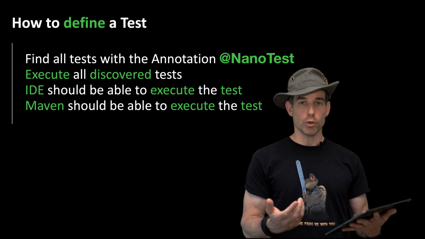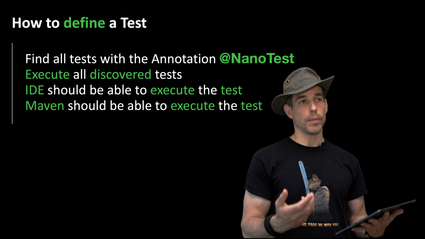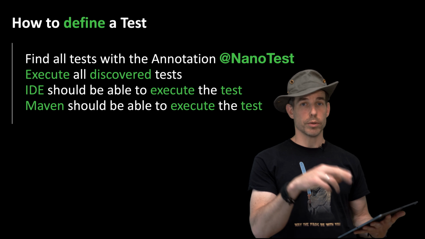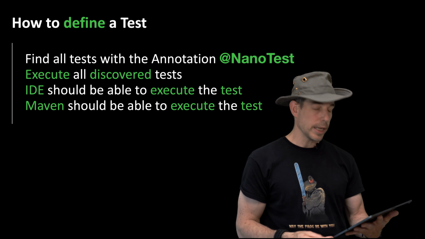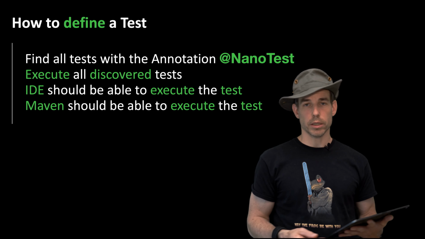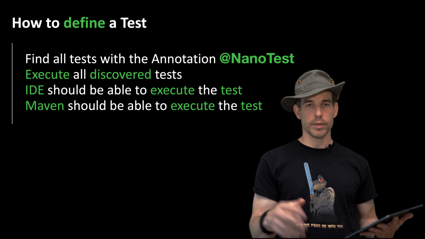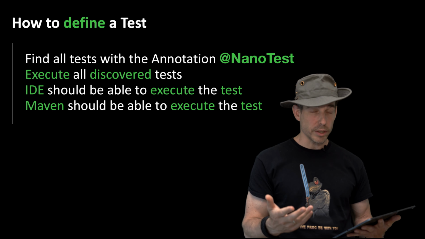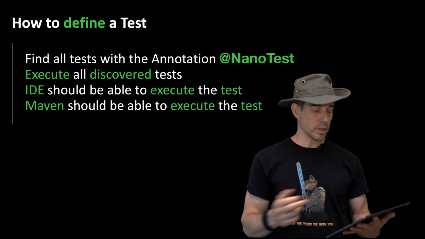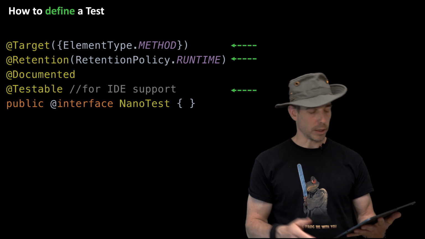The IDE should already be able to execute it with a right-click and execute method, or execute package, and all this stuff. And with Maven, I want to do exactly the same. I want to run Maven test, and it should execute all this. If I have done this, I'm sure everything is fine for the beginning.